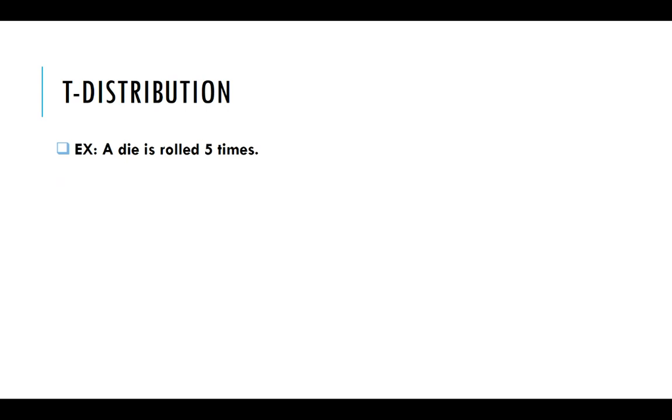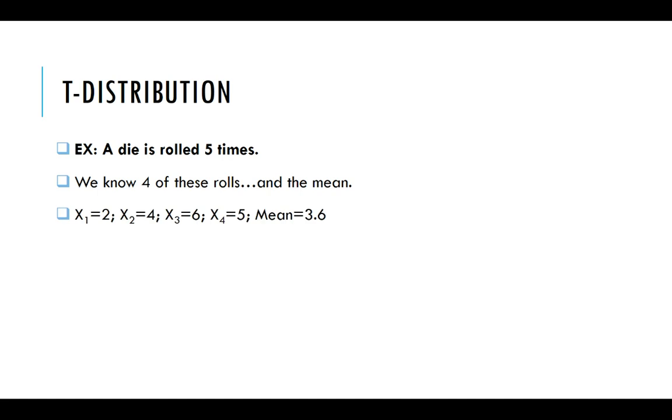So let's go back to our die that we've been using all semester. It's probably getting worn out. I've tossed this die so many times, right? And I'm going to roll it 5 times. Now, let's say we know the outcomes of 4 of these rolls, but we also know the mean. We know the first roll, I roll a 2, and the second roll a 4, and the third roll a 6, the fourth roll a 5, but I don't know the 5th roll. I do, however, know the mean equals 3.6.